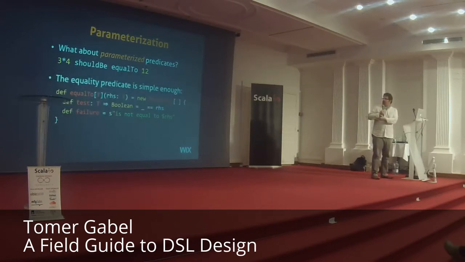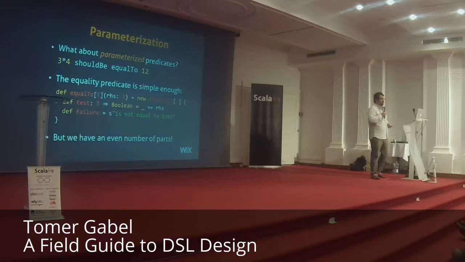You have a def equal to over some type T, it takes the right-hand side, and the test is simply to check the equality of the value we're given to the right-hand side, and the failure message is whatever value we got is not equal to right-hand side. Okay, so that's trivial. The problem is, we just broke one of our earlier rules.